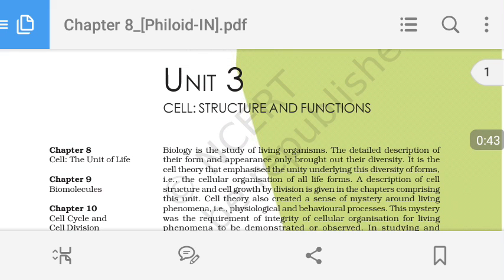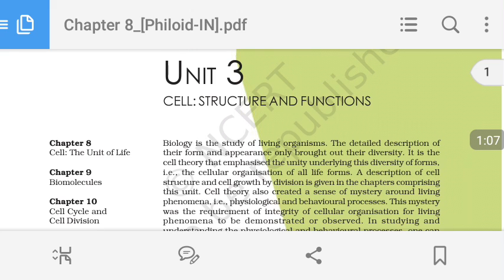So we will start. What is a cell? As we all know, our human body is made up of cells. Cell is the basic structural and functional unit of our body. It means every organ, every system, and the whole body is made up of only cells. The organization of cells forms any organ.